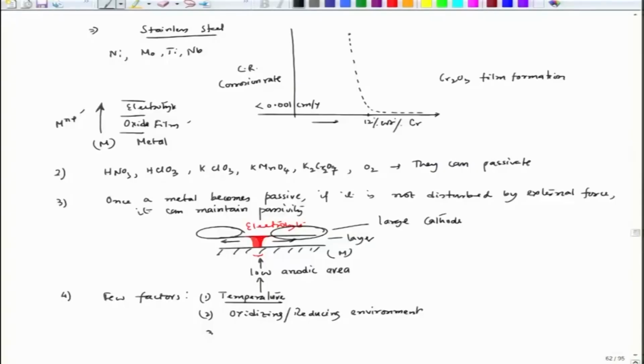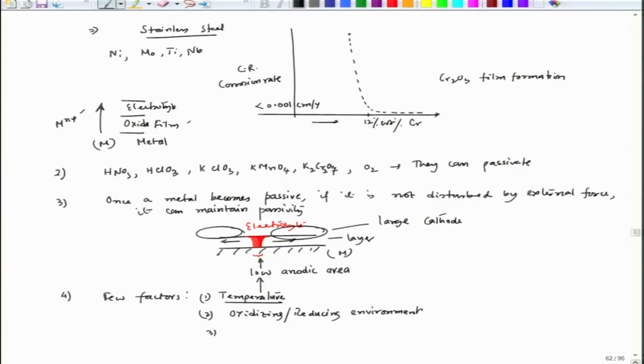But many a times addition of an oxidizer, like let us say HNO3, a strong oxidizer, can lead to passivity. Okay. So, for example, in case of iron, strong HNO3 oxidizing agent can lead to passivity. And of course, a reducing environment tries to break the passivity.